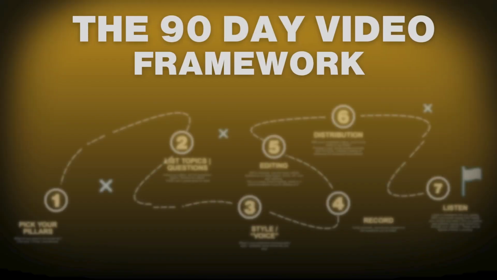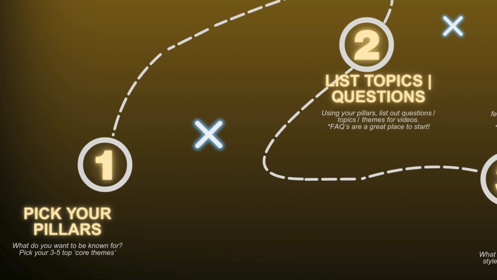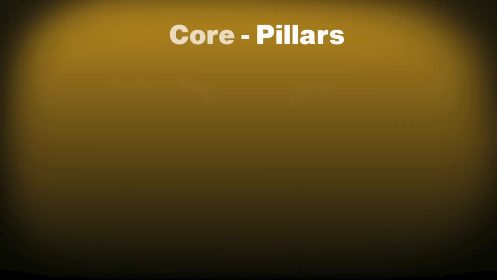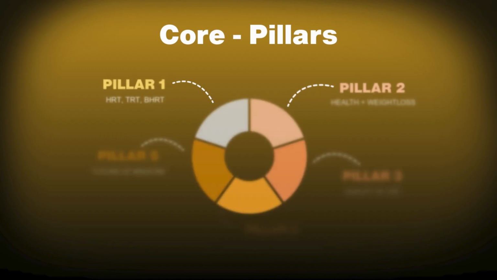So, the best place that I have found to start is determining your primary pillars, your core pillars. Essentially, what do you want to be known for? What do you want to be associated with? Let's say you run a men's health clinic. Maybe one of those primary pillars, maybe one of those core pillars is TRT. Maybe another one is quality of life. Maybe another is what does the future of medicine look like?